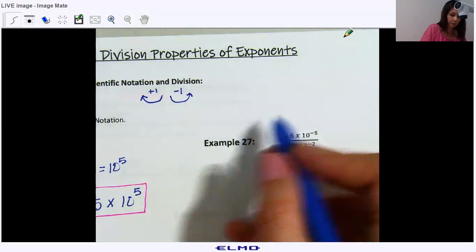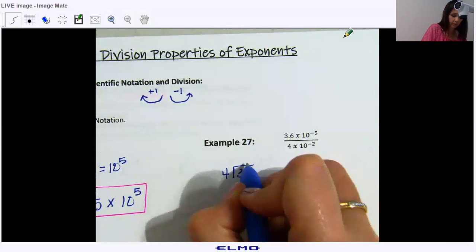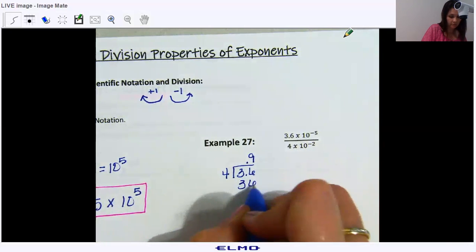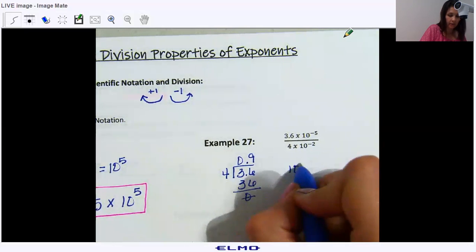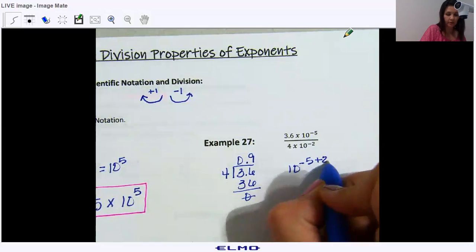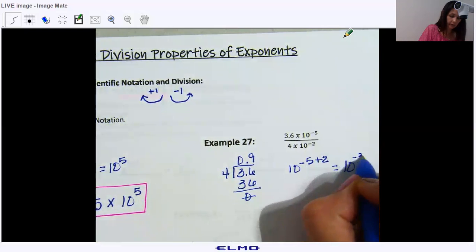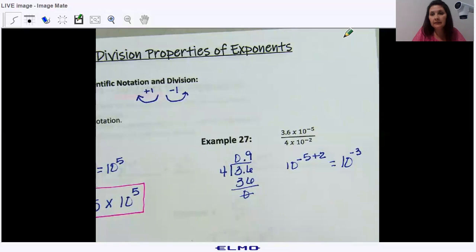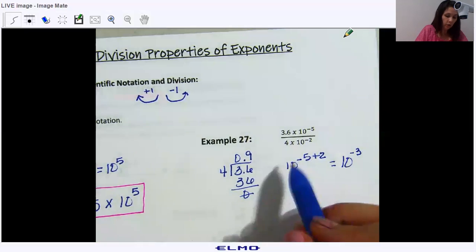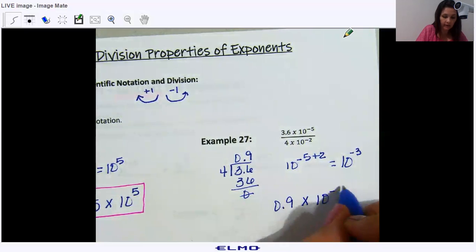Example 27, step number 1, divide your numbers here, and you end up with, okay, 0.9, and then you have 10 to the power of -5 plus 2. I know we're supposed to subtract, okay, and then we get 10 to the power of -3. Now with scientific notation, do not forget that you can leave your exponents as negative. That's the only situation at this point where you can do that. So I'm going to put these together, 0.9 times 10 to the power of -3.